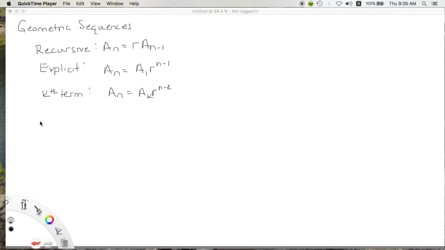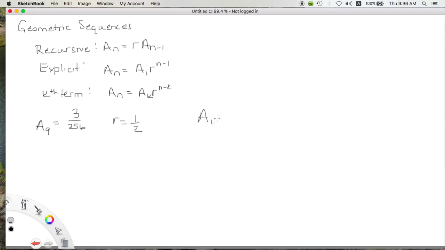So let's look at an example. Let's say that we're given that A9 is 3 over 256, and our common ratio is 1/2, and we want to list out the first 5 terms. So we use this kth term, so AN equals AK times R to the n minus k power.